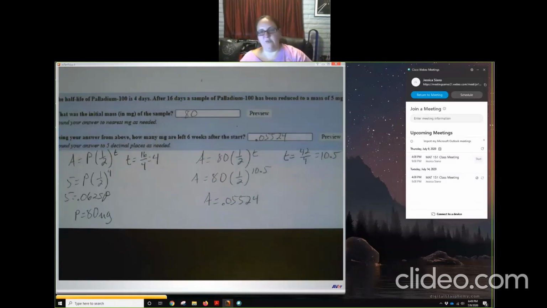So I think the only issue with this section is keeping all of the formulas straight. It's really 4 main ones. The A equals P times 1 plus R over N to the NT. The compounded continuously, which is A equals PE to the RT. The doubling times, the ones where it doubles, and that's A equals P times 2 to the T. And the half-life, which is A equals P times 1/2 to the T.